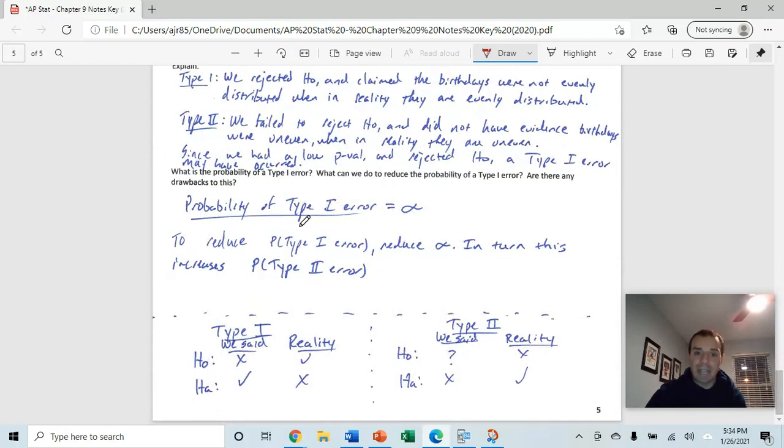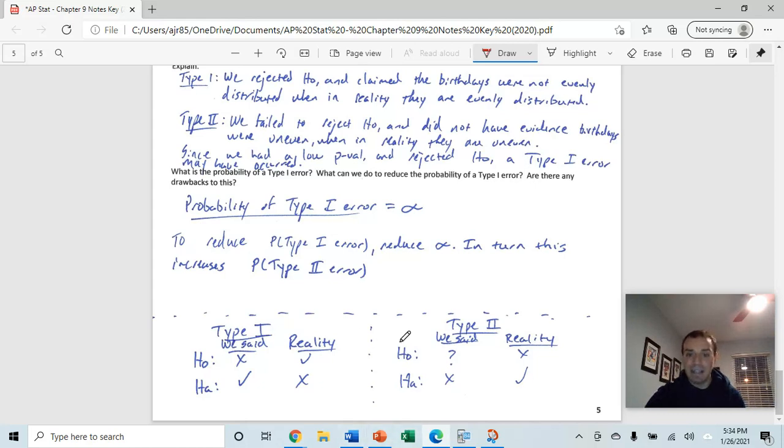So the probability of a type 1 error is equal to the significance level. So whatever your significance level, alpha, is equal to the probability of a type 1 error occurring. To reduce the probability of a type 1 error, we can reduce the significance level. However, in turn, this is going to increase the probability of a type 2 error. So it's that balancing act when we're dealing with both of these types of errors.